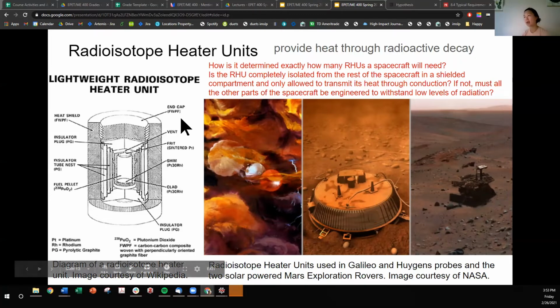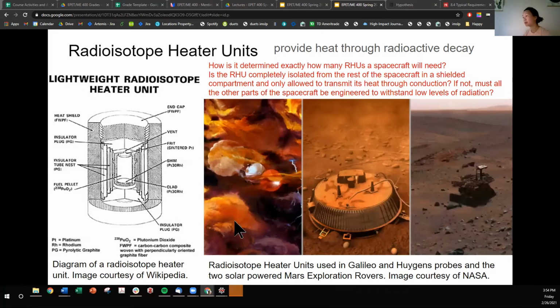So here you'll see an anatomy of a radioisotope heater unit. Essentially, it is some radioactive material as a core. They're typically in the form of pellets, and there's a ton of insulation, and a heat shield. But these are supposed to toggle the amount of heat that's going through. And it could act as a radiation shield.